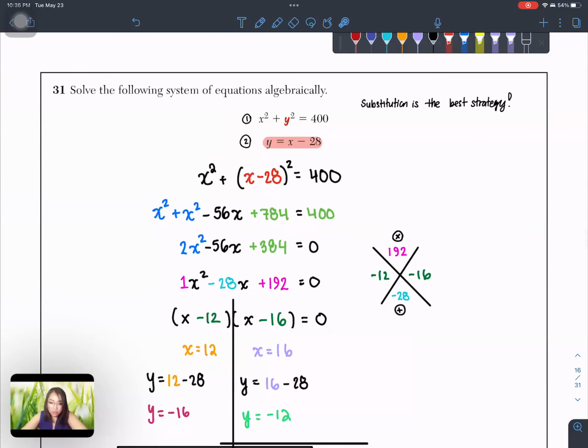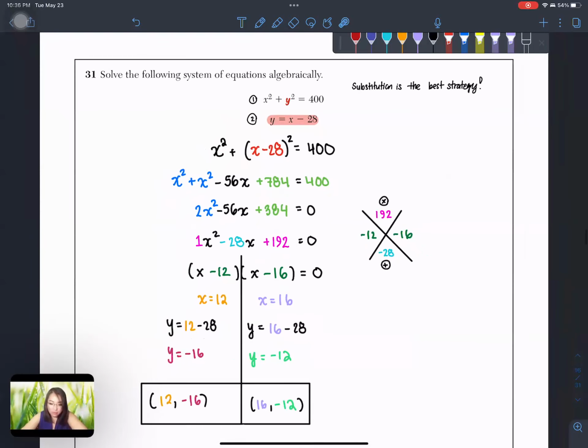Moving on, when you're solving a system algebraically, and you have a square and a circle and a linear, the best strategy is substitution. So what you're going to do is substitute the second equation into the first, the linear into the circle, because you're going to expand this and use your calculator to help you. That's going to be x squared minus 56x plus 784. Combine like terms, set it equal to 0, divide by 2, just so that your numbers are more friendly.